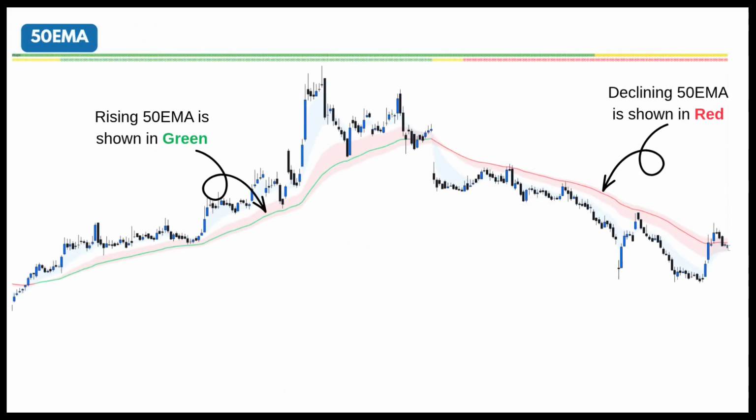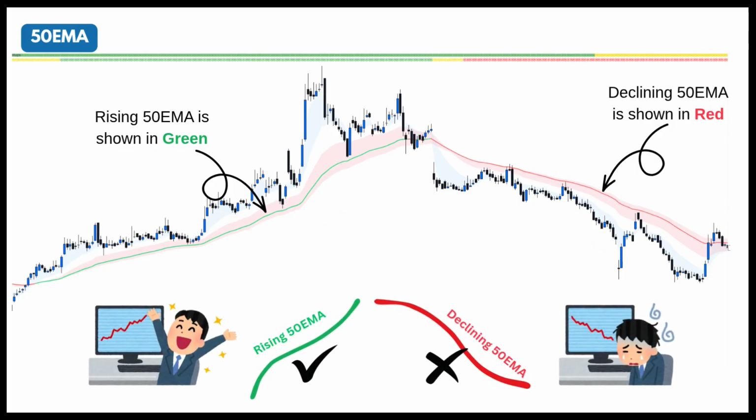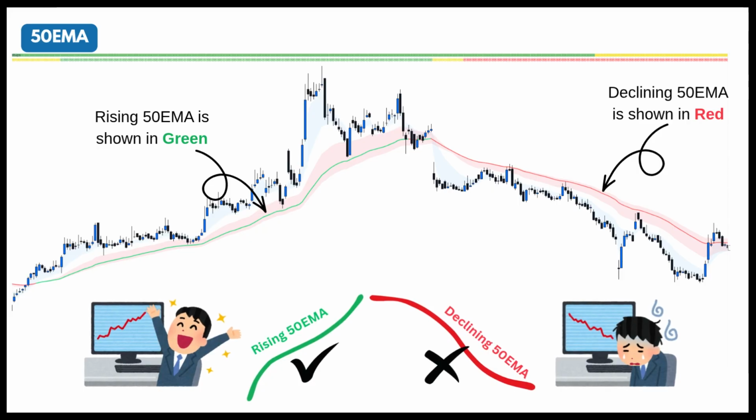Then comes the 50 EMA. If it is rising, it shows in green. If it is falling, it shows in red. This is a simple but a very effective filter to boost profitability by trading only the rising ones.